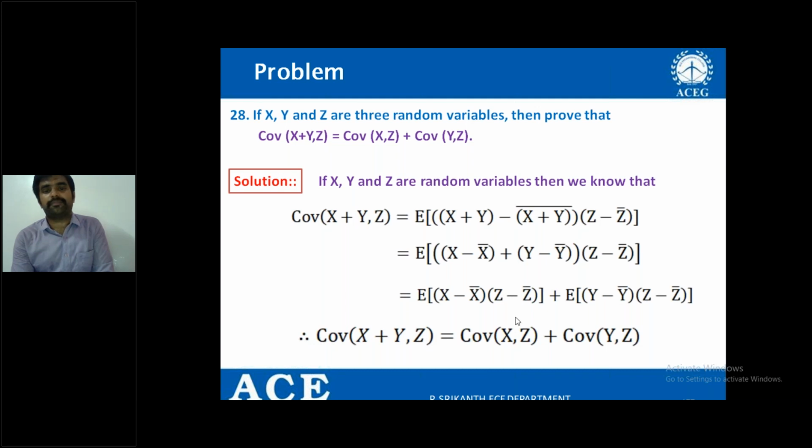It is nothing but expectation of (x minus x bar) into (z minus z bar), which is covariance of x comma z. Similarly here, expectation of (y minus y bar) into (z minus z bar) is covariance of y comma z. So therefore here we are able to prove this relation, right?